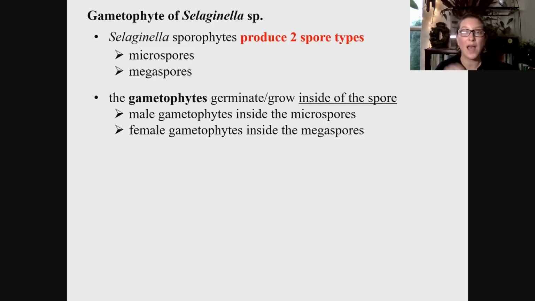So anytime you have a sporophyte plant that makes two types of spores, the gametophytes are always going to stay inside of that spore. So the male gametophytes are going to be inside of the microspores. The female gametophytes are going to be inside of those megaspores.